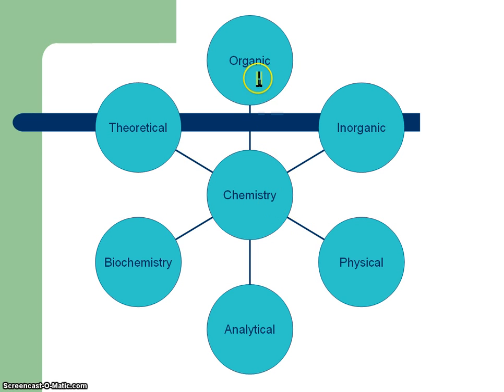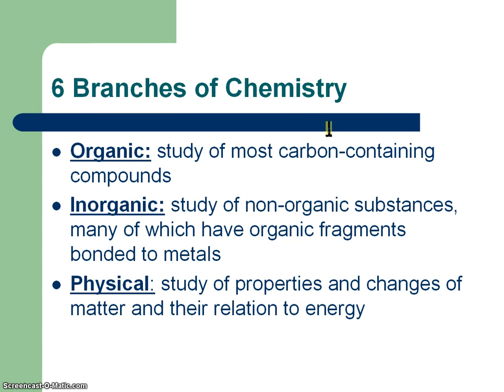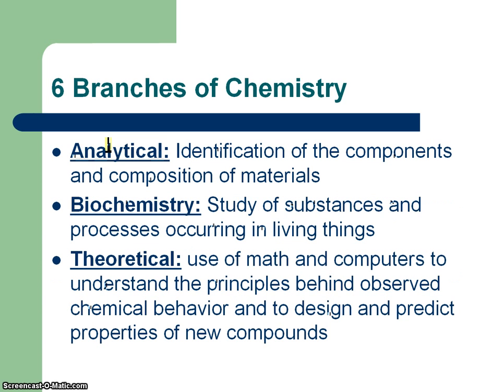Chemistry is broken down into 6 branches. There's organic, theoretical, biochemistry, analytical, physical, and inorganic, going counterclockwise. The 6 branches are defined as follows. Organic is the study of most carbon-containing compounds. Again, the key here is carbon-containing. Inorganic is the study of non-organic substances, many of which have organic fragments bonded to metals. And physical is the study of properties and changes of matter and their relation to energy. Remember, organic has to do with carbon-containing compounds.